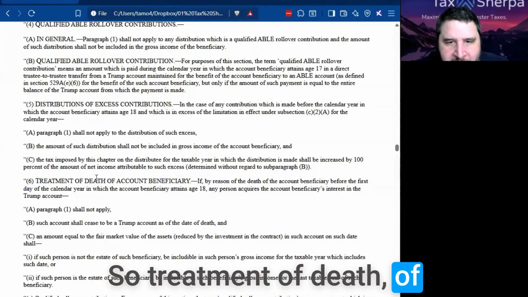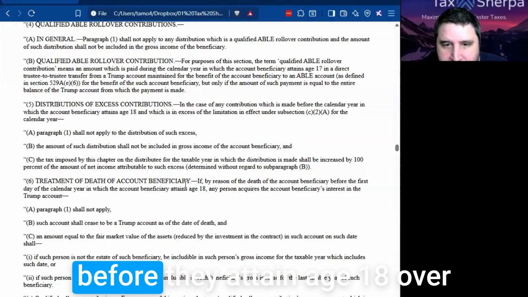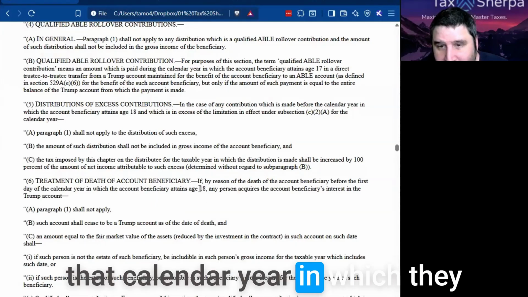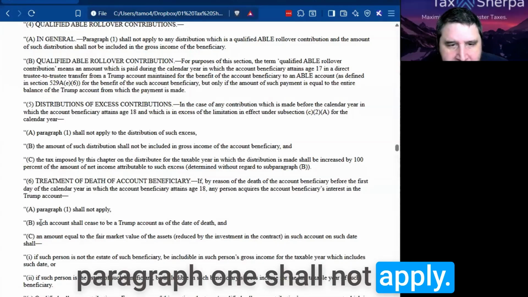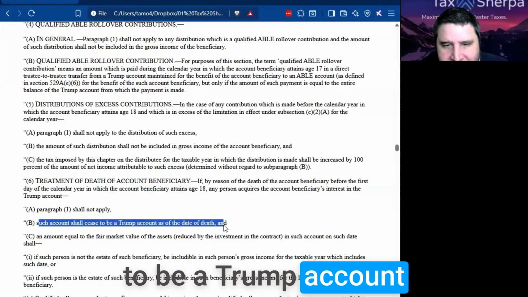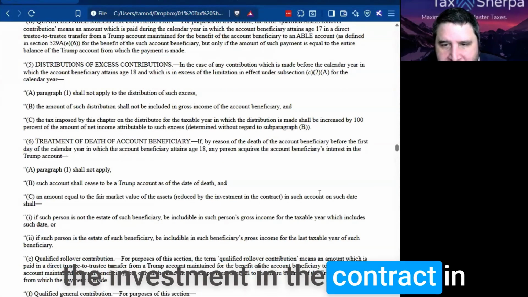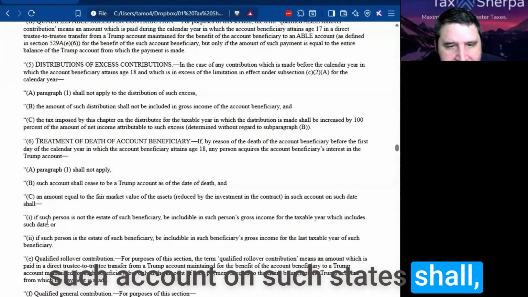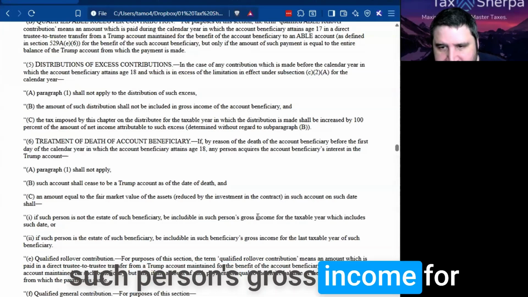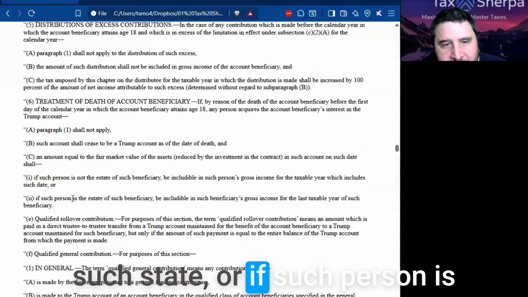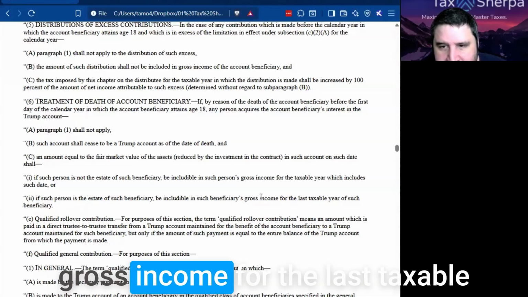So treatment of deaths of account beneficiary, hopefully never has to come up. But in that case, if they die before they attain age 18, over that calendar year in which any person acquires the account beneficiary's interest in the Trump account, paragraph 1 shall not apply. Such account shall cease to be a Trump account as of the date of death. An amount equal to the fair market value of the assets reduced by the investment in the contract in such account on such date shall, if such person is not the estate of such beneficiary, be included in such person's gross income for the taxable year which includes such date, or if such person is the estate of such beneficiary, be includable in such beneficiary's gross income for the last taxable year.